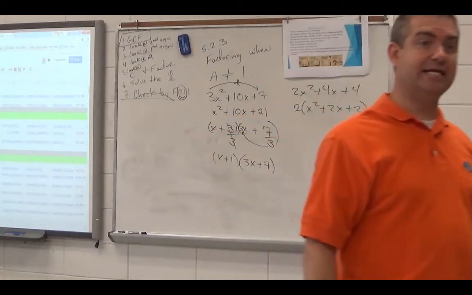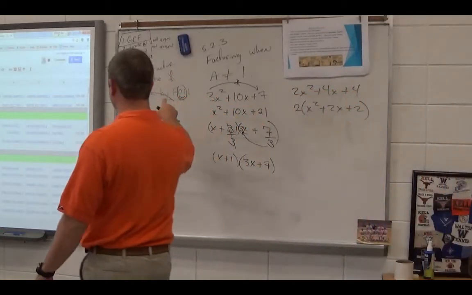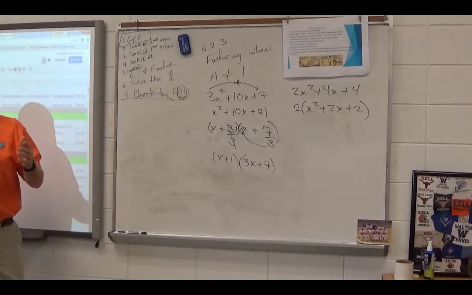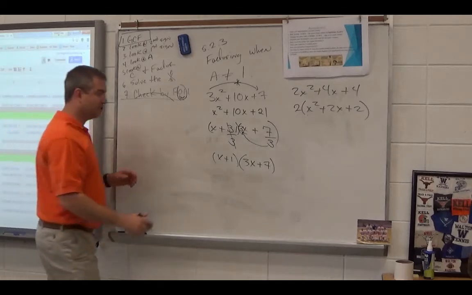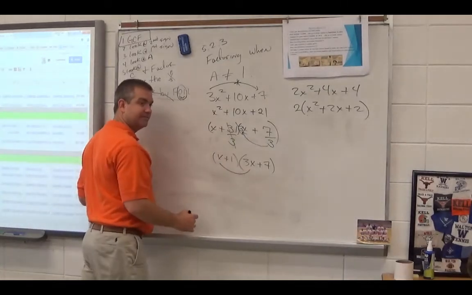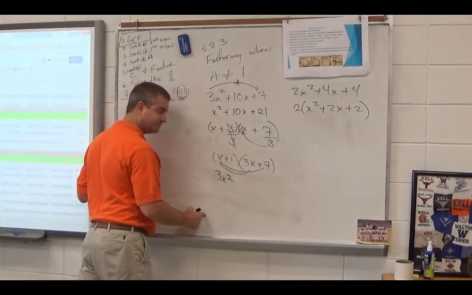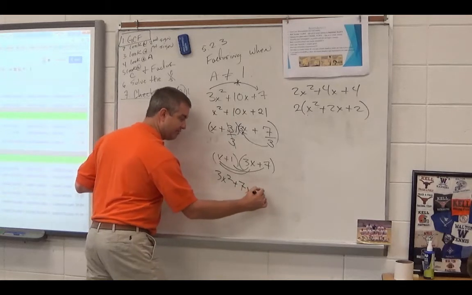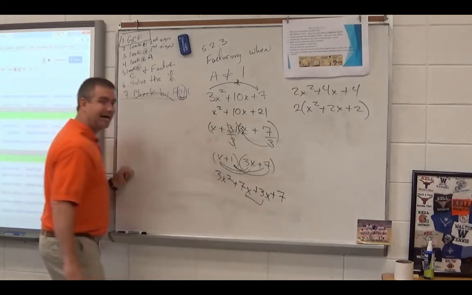How do we check it to know without a doubt that we got the right answer? Check using what? FOIL. And when you're doing this, you probably need to do FOIL, all 4 letters. Okay, watch. What is x times 3x? 3x squared. What is x times 7? 7x. What is 1 times 3x? 3x. What is 1 times 7? 7. Combine your like terms.